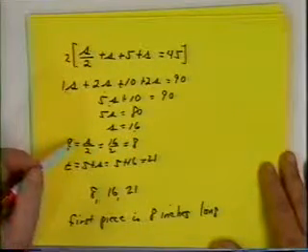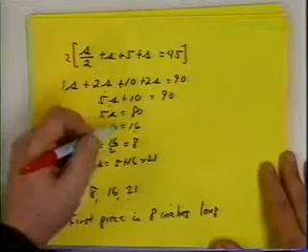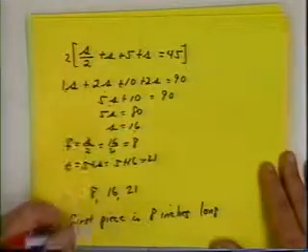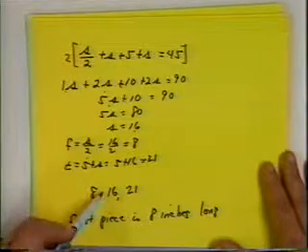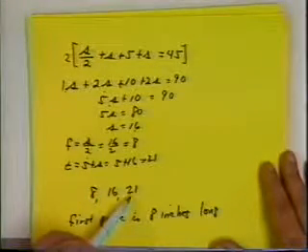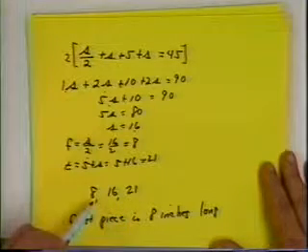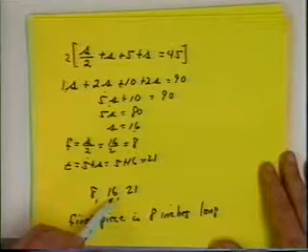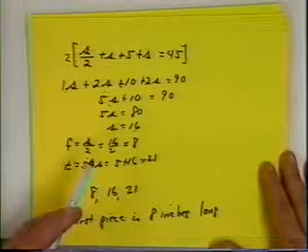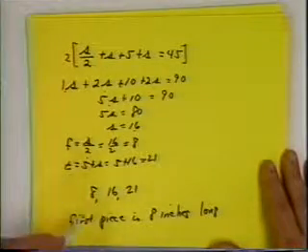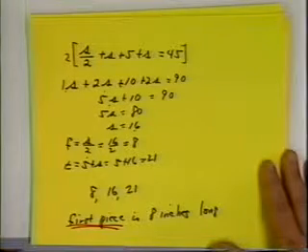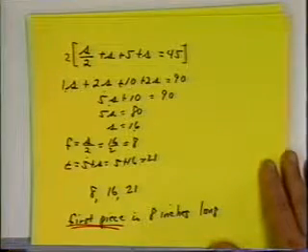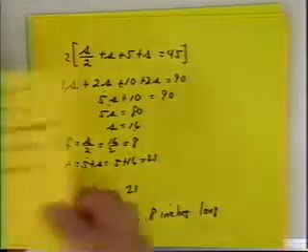By the way, the first piece is half of the second piece, so if the second piece is 16, the first piece must be 8. And since the third piece is 5 more than the second piece, the third piece must be 21. And let's check this out. 8 plus 16 is 24, plus 21 is 45. That adds up okay. So the first piece must be what? 8 inches long. Okay?